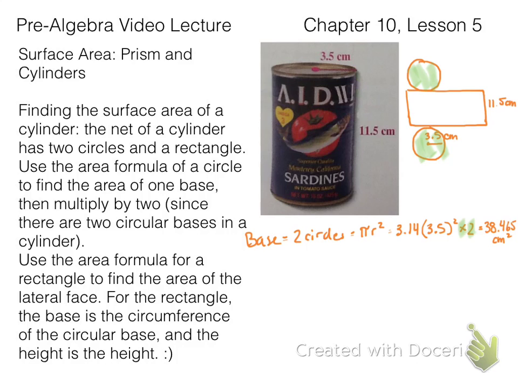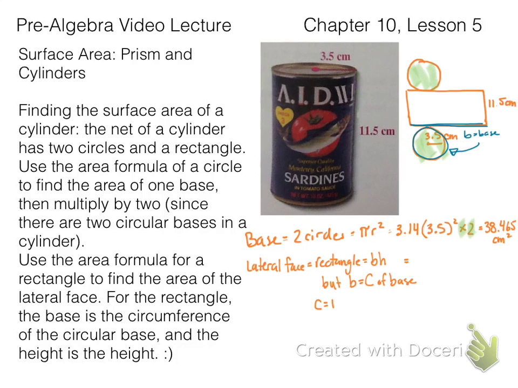Then I'm going to find the area of the rectangle. Well, the lateral face, which is a rectangle, is base times height. The only thing is, the base of my rectangle, and this would be the base, not to be confused with the base shape, this is the base measurement, is the same distance as the distance around my circle. So I need to find the distance around my circle. Well, the distance around a circle is called circumference. So that means that the base is equal to the circumference of the circle.